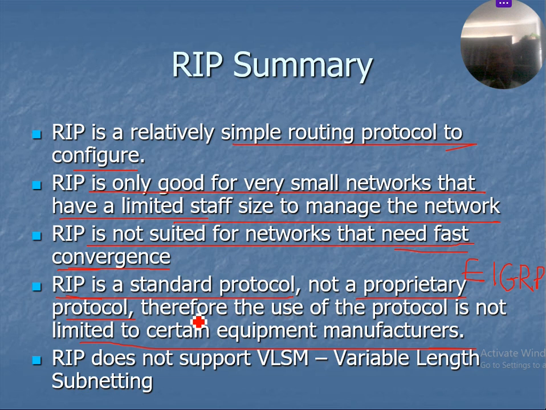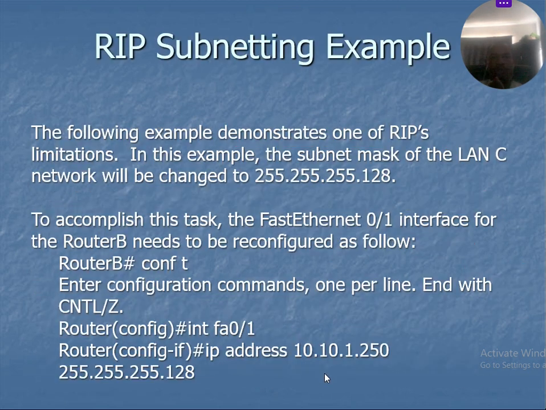But one disadvantage of RIP, especially RIP version 1, is that it does not support VLSM. VLSM is a variable length subnet mask. RIP, especially version 1, does not support this VLSM. But version 2 now supports VLSM and many other things. Is that okay? So let's take a look at the example.